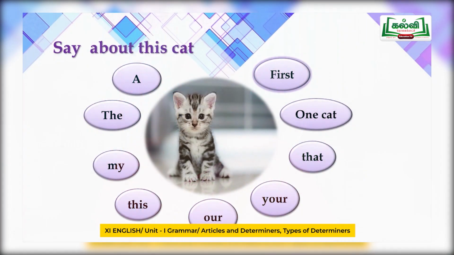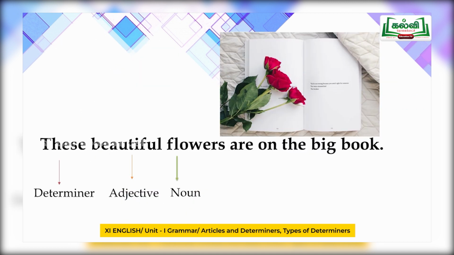For example, see the picture. Say something about the cat. A cat, the cat, your cat, my cat, this cat, our cat, that cat, one cat, first cat. These words are determiners. See another picture. These beautiful flowers are on the big book. Here, these is the determiner, beautiful is the adjective, and flowers is the noun.